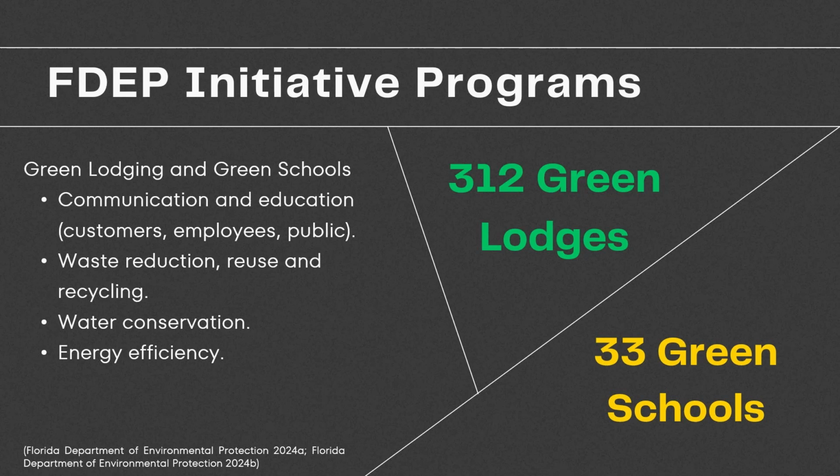Communication and education are central here because the goal isn't just to change infrastructure, but to influence behavior. By engaging their customers, employees, students, and the general public, these programs help build awareness on how everyday life affects environmental outcomes. Currently, there are 312 green lodges and 33 green schools throughout the state.